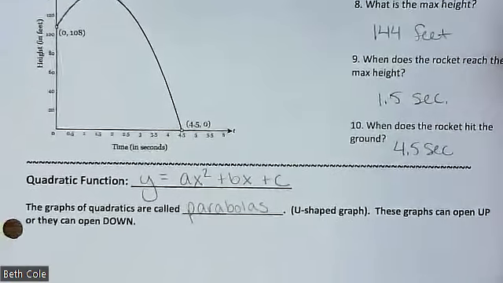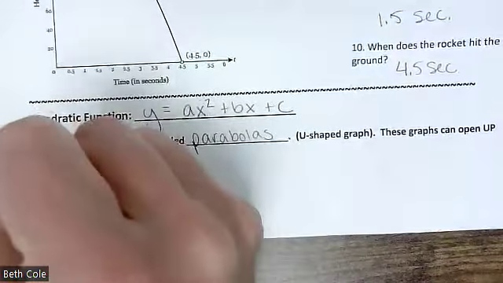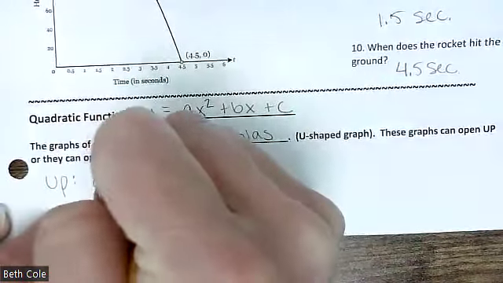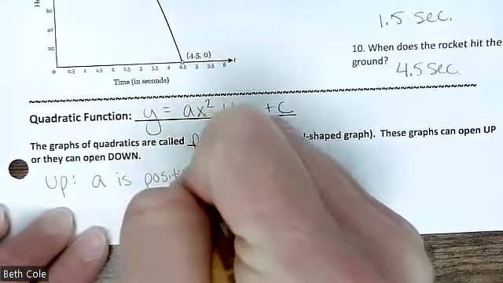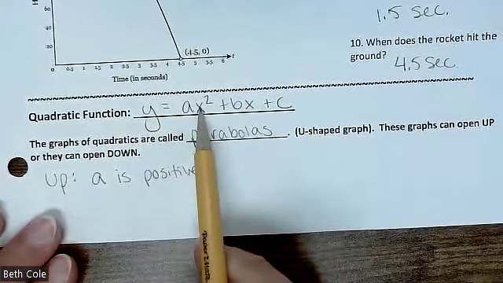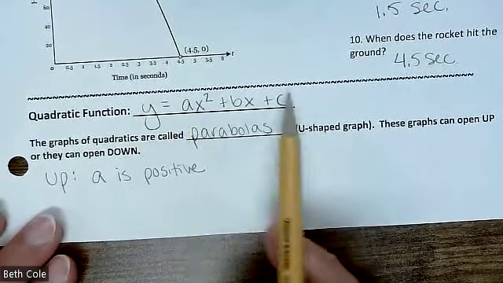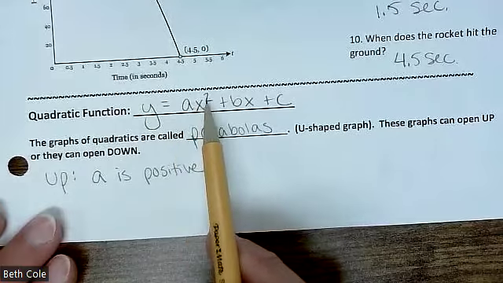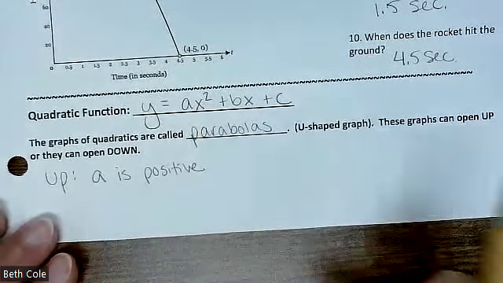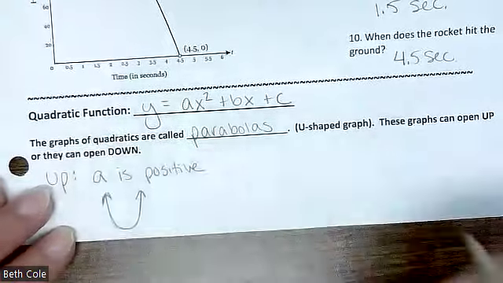All right. These graphs can open upwards or they can open downwards. Okay, so up means that A is positive. A is whatever number is in front of the x squared. Usually it's first, but sometimes it's not. This could be written in a jumbled up order. So remember, A goes with the x squared part. If A is positive, it's going to open upwards, like a smiley face.